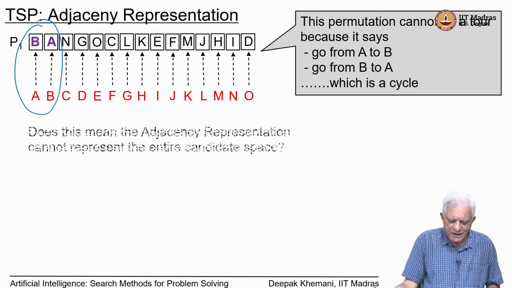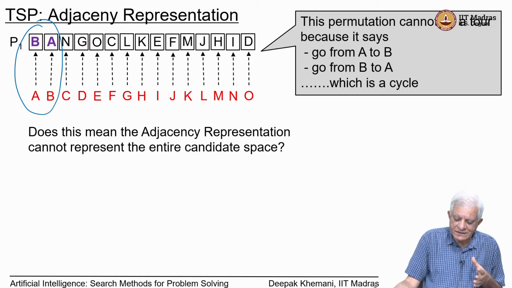So, the question you might ask is, does that mean that the adjacency representation cannot represent the entire candidate space?